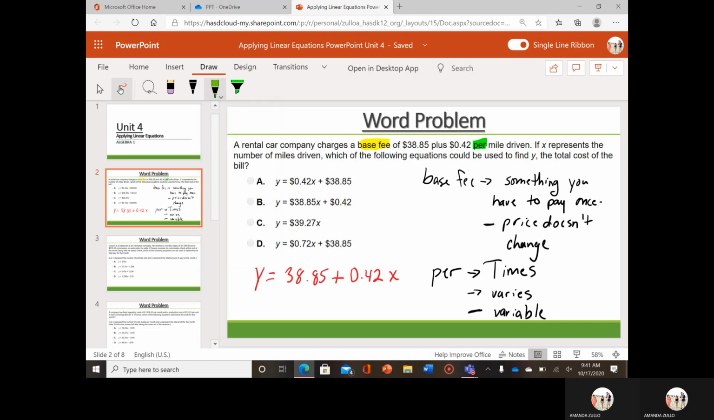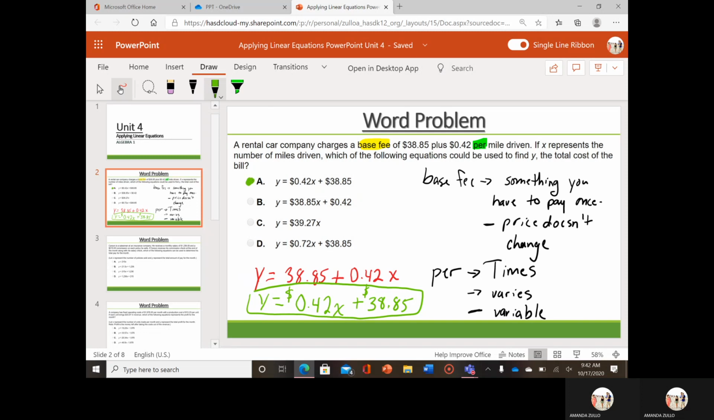If we're writing this in descending order, the number with the variable has to go first. So $0.42x, let's put a dollar sign in front of it since our answers have that. And this is a positive 38, so you could write plus $38.85. Oh, I forgot my dollar sign. And then just look up at your choices. One of them is going to match this. And the choice that matches this is A.